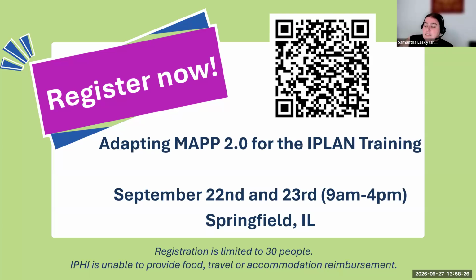And finally, we are really excited to share that we're presenting a MAP 2.0 training. This is a specific training for adapting MAP 2.0 for the IPLAN. This will be in-person training from September 22nd to September 23rd. Both all-day trainings, and it'll be held in Springfield, Illinois. We're hoping to make it a very central location to the state. Registration will be limited to 30 people, so register soon if you can. And note that IPHI unfortunately is unable to provide lunch or travel accommodations, but we will give time for lunch and things like that during the training. And Fabiola has dropped that link in the chat as well.